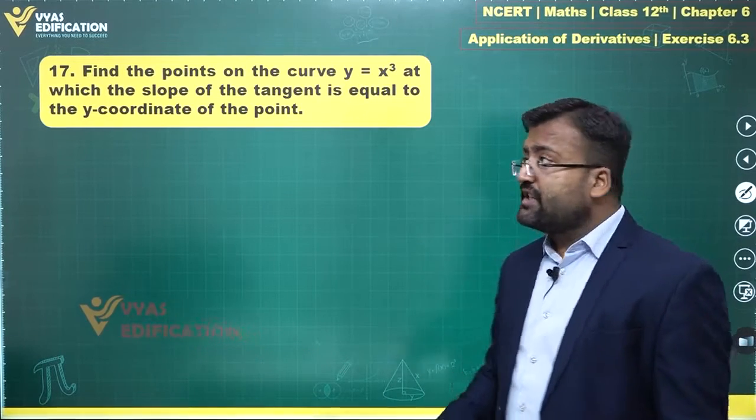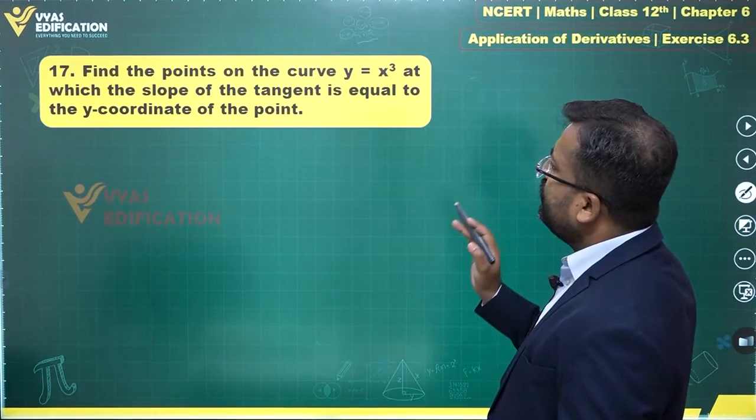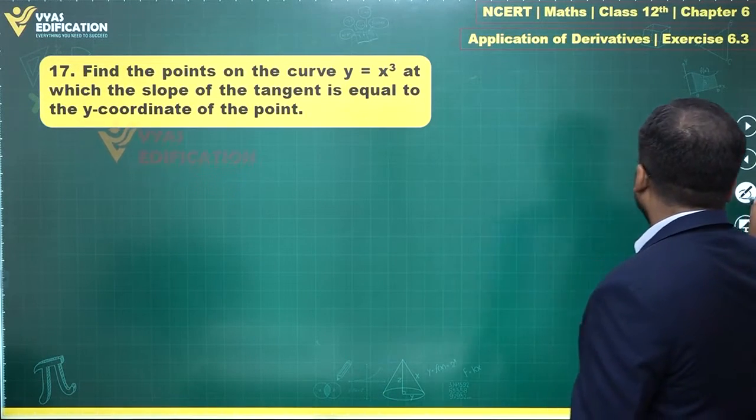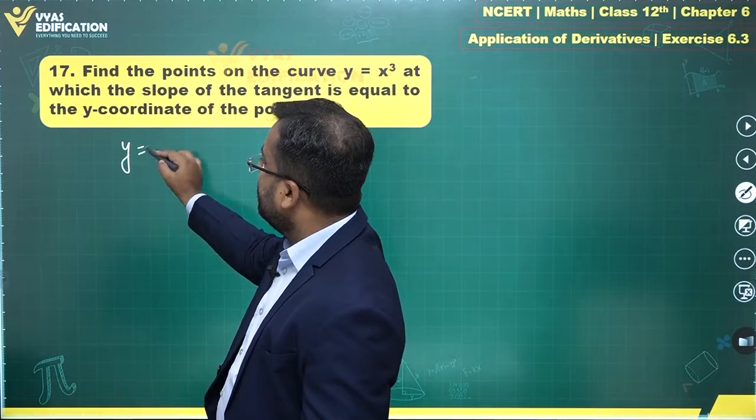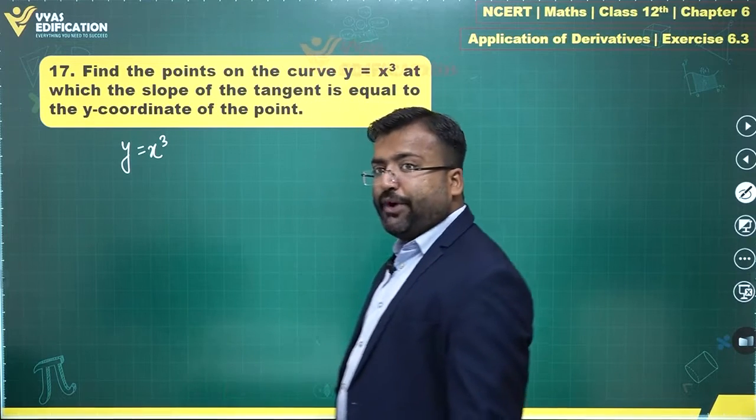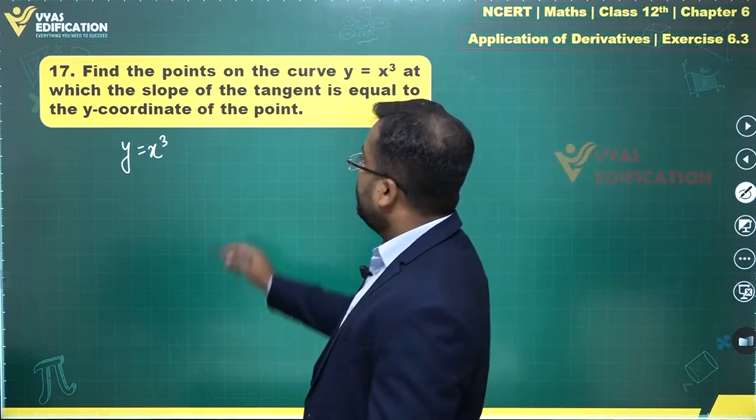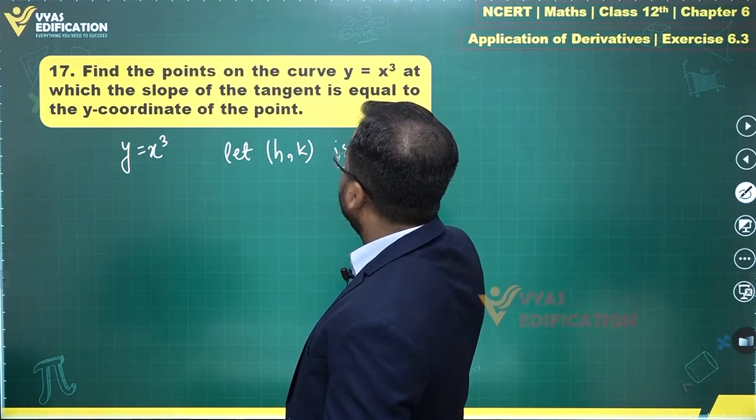The 17th question says, find the points on the curve this at which the slope of the tangent is equal to the y coordinate of the point. Okay, pretty interesting. Points on the curve this. Y equal to x power 3 is the curve. And we are supposed to find the point on this. Slope of the tangent is equal to y coordinate of that point. Okay, let h comma k is the required point.